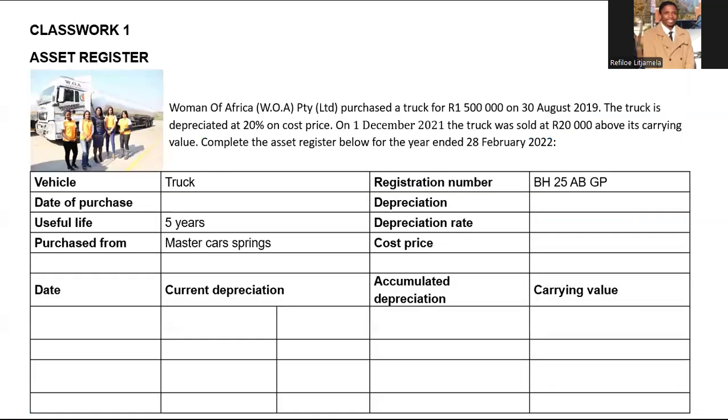Let's get to this one here. We've got WA Pty Ltd, Women of Africa. They purchased a truck for 1,500,000 on the 30th of August 2019. The truck is depreciated at 20% on cost. Okay, highlight that because it's key. It means whenever you calculate depreciation, you will just take the cost price and multiply it by the depreciation rate of 20%.